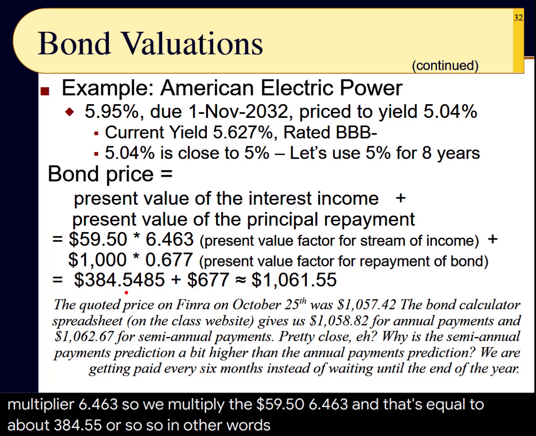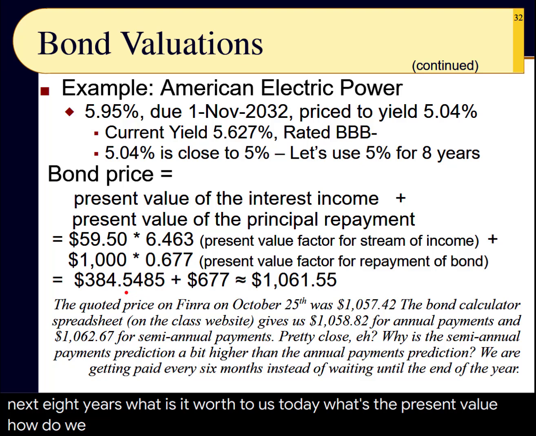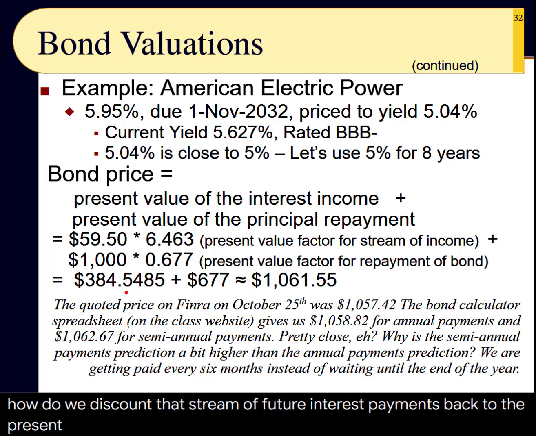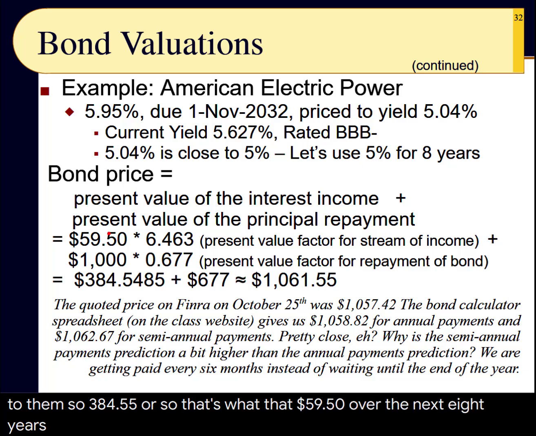So in other words, we're going to get $59.50 for the next 8 years. What is it worth to us today? What's the present value? How do we discount that stream of future interest payments back to the present? I know the words sound really bizarre. My apologies, but get used to them. So $384.55 or so. That's what that $59.50 over the next 8 years is worth to us today.